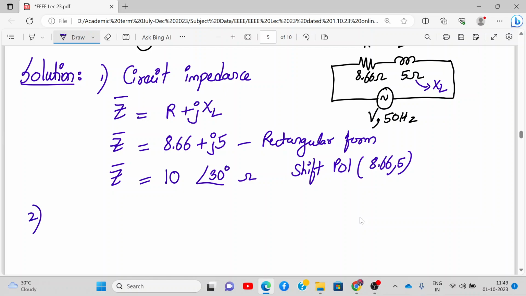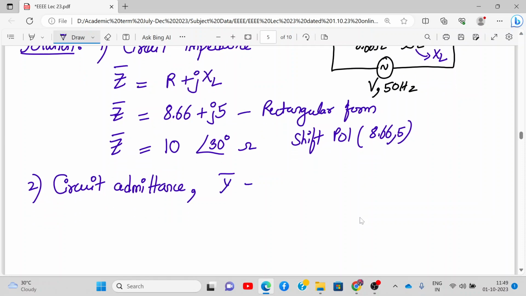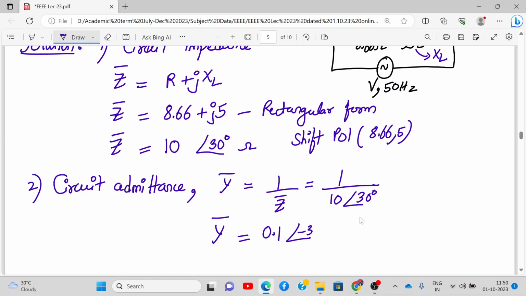Correct. Now we'll calculate circuit admittance. So circuit admittance Y bar is 1 upon Z bar. That will be 1 upon 10 angle 30 degree. So Y bar will be, if you divide 1 by 10, 0.1, and this angle will become minus 30 degree. Yes or no?